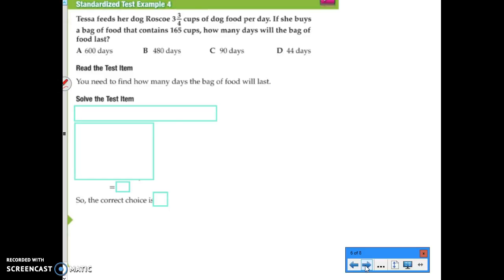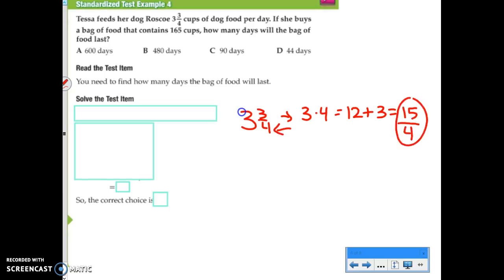So let's convert 3 3/4 first into an improper fraction. I know that I take 3, my whole number, and I multiply it by 4, which gives me 12, and then I add whatever's on my numerator, to give me 15. I know that my denominator still stays the same, which is 4, so 15/4 is my answer, okay?